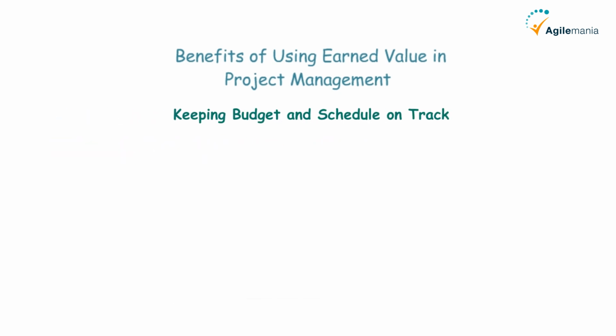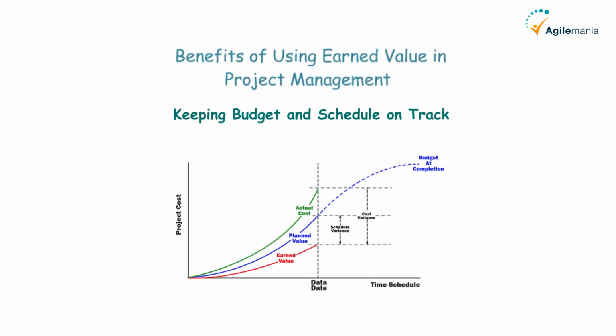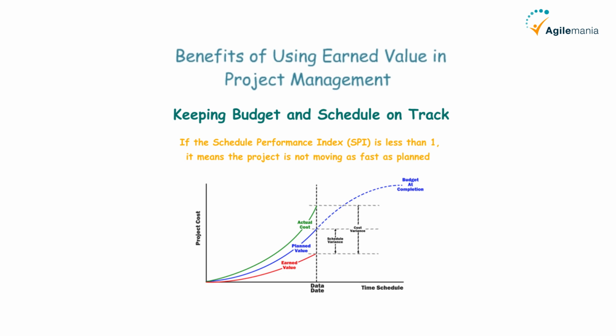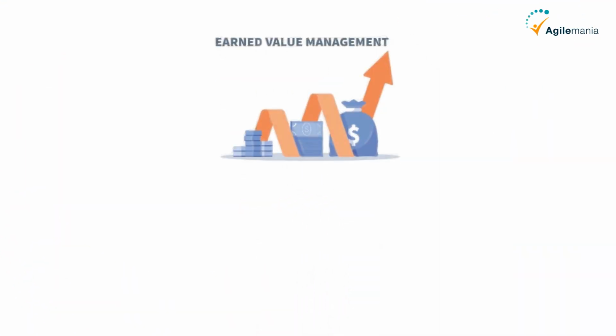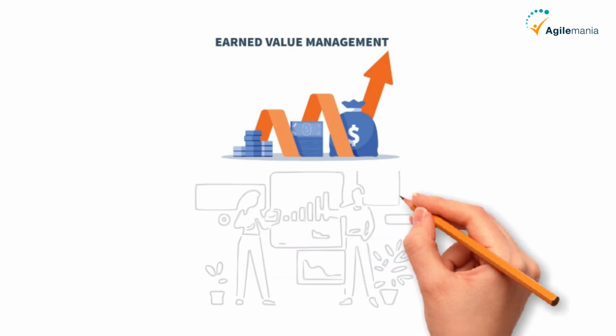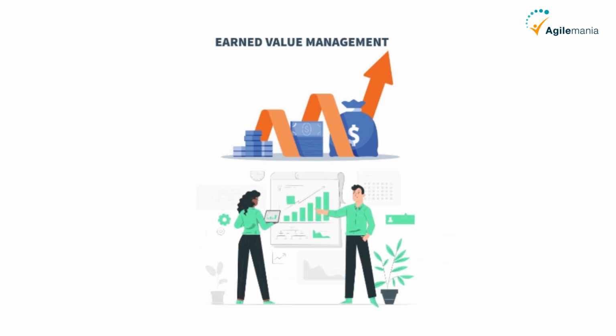Last but not the least, keeping budget and schedule on track. Earned value, EV, gives a clear picture of spending and deadlines. If actual cost, AC, is more than earned value, EV, it means the project is over budget, and action is needed to control costs. That's it. So, the next time you're managing a project, don't drive blind. Use earned value to check where you are, adjust if needed, and stay on the road to success.